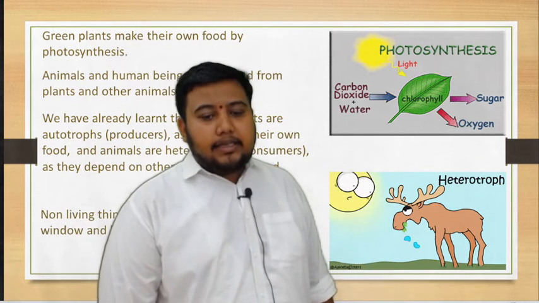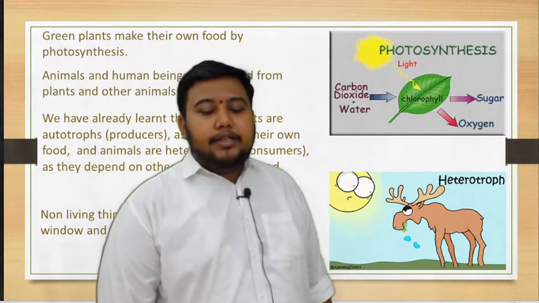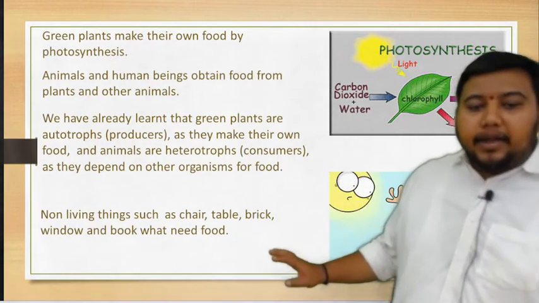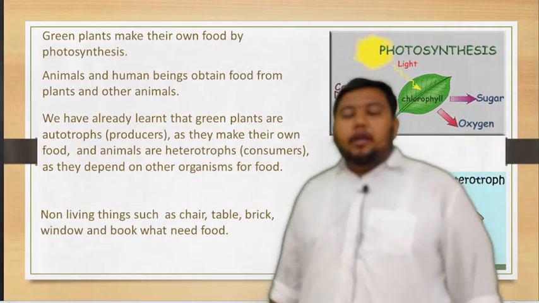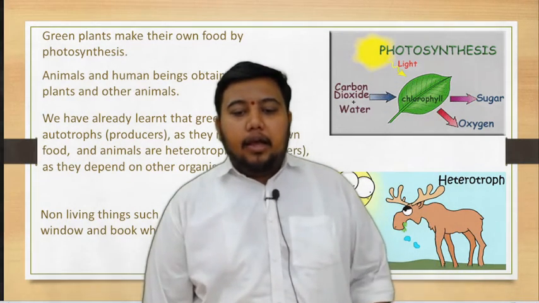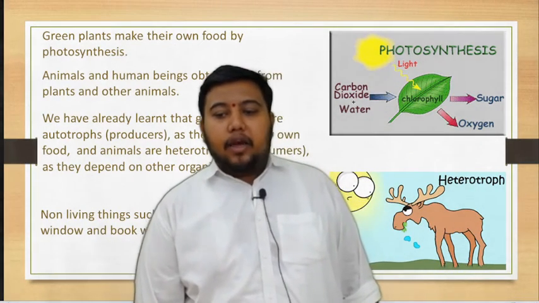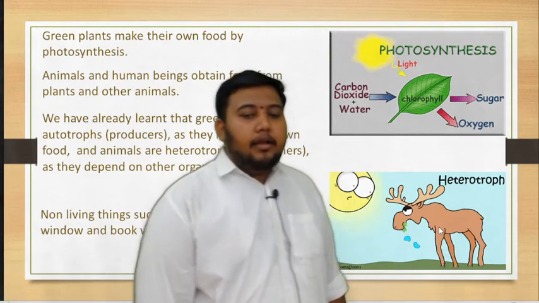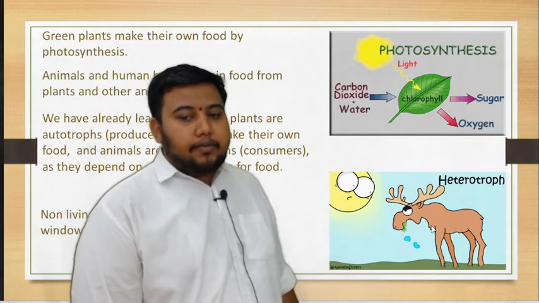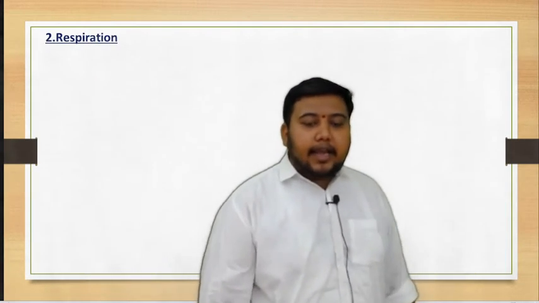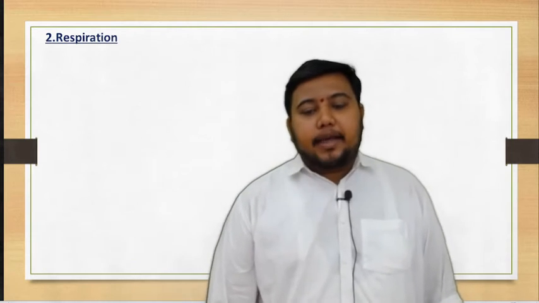Non-living things such as chair, table, brick, window and book don't need food. They don't need food because they are abiotic components. They don't have life. That is why they do not require these kinds of things. Okay, next characteristic is called respiration.